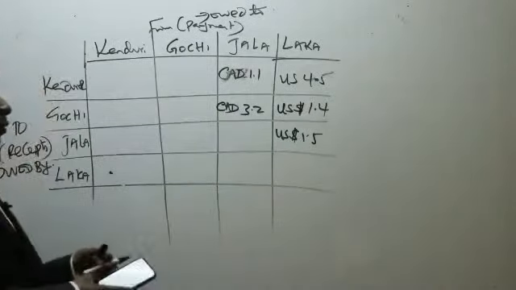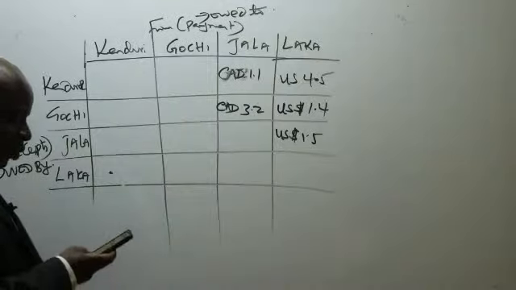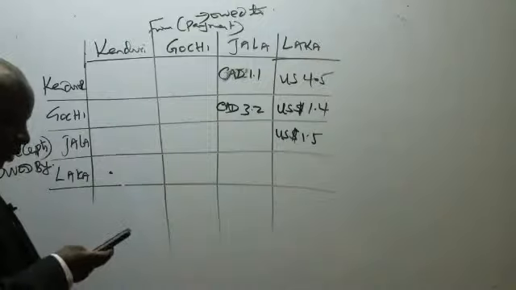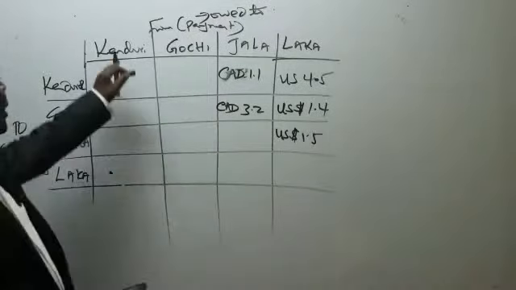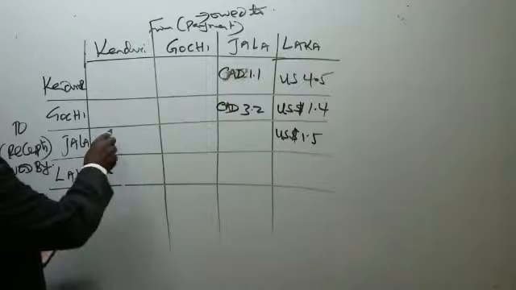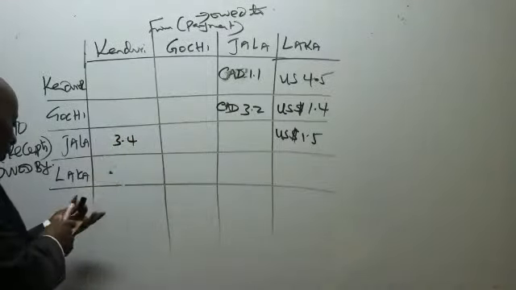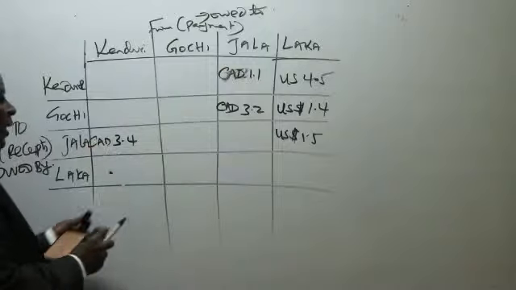Now, ladies and gentlemen, from there, what have we been told? We are told after the 1.5 million, we have Kenduri company, which is going to pay which company? Kenduri paying Jala. How much? 3.4 million. Which currency is this 3.4 million? It is Canadian dollar.